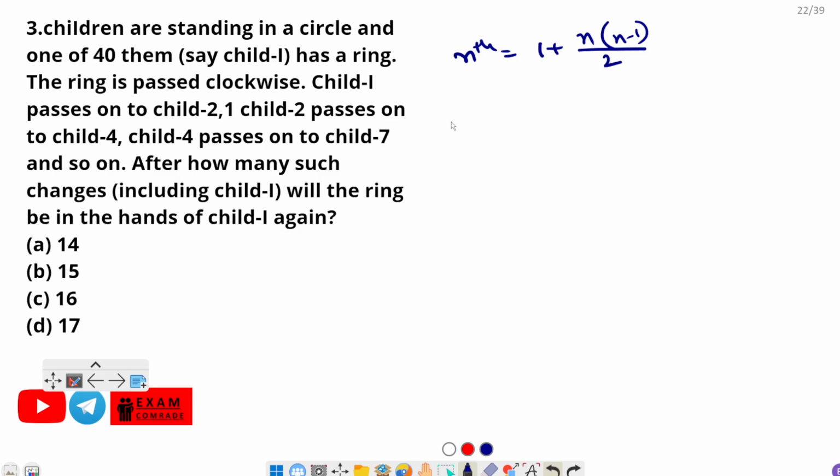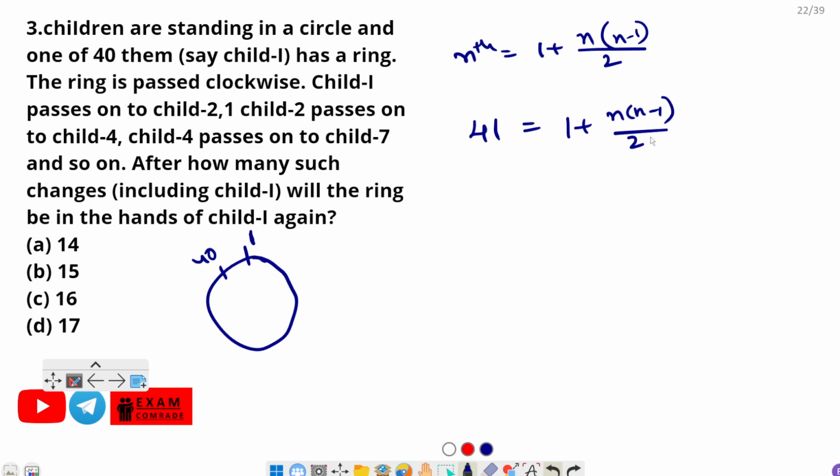He's asking how many times it will take. Let's check for 41. As there are 40 people, this is 1, this is 40. So if we check whether it is possible in the first round itself, 41 is equal to 1 plus n into n minus 1 by 2. That implies n into (n minus 1) is equal to 40 into 2, 80. Okay, so this is not possible.